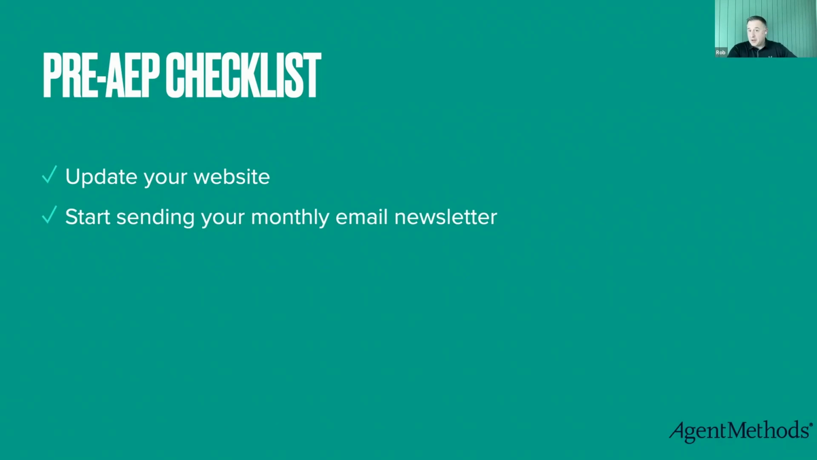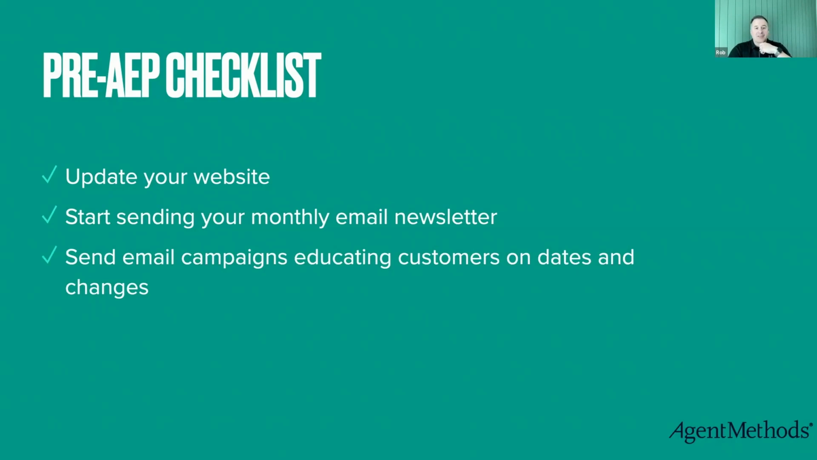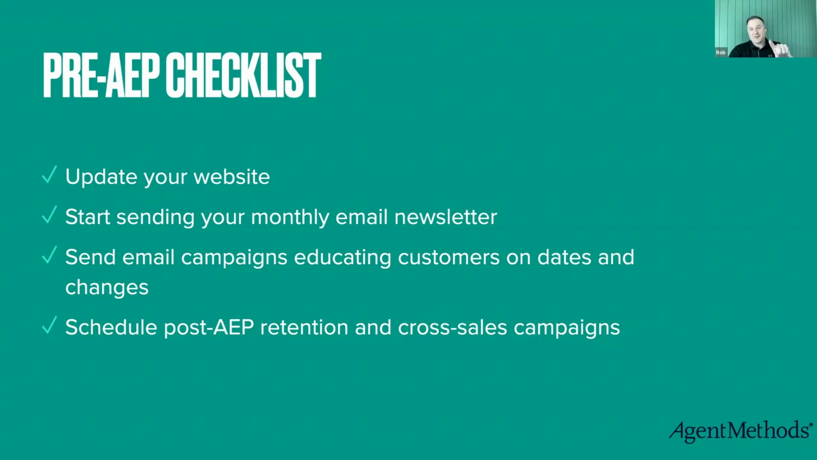Now, start sending out monthly email newsletters. Like I said, we're 35 days out, so there's still time to get one out prior to AEP. But you want to continue to send those out throughout AEP to make sure that your clients are aware that you're still in the business, that you're still there for any questions they have, and that they need to get an appointment set up with you. Also, you want to make sure you're sending out email campaigns, once again, about educating customers. There's been a lot of changes this year, and you want to make sure your clients are aware of it, because if you can address some of that prior to them sitting down, it's just going to make the appointment that much more efficient.